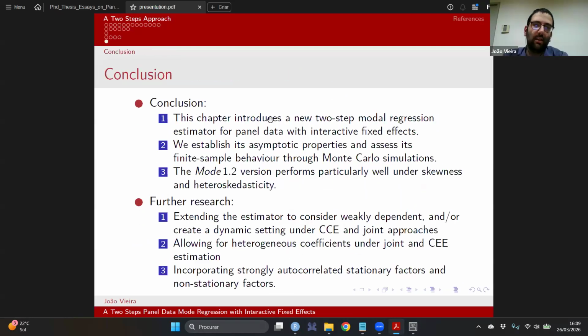So basically, it's the work that we did. We could expand this for weakly dependent cases, for autocorrelated factors, for non-stationary factors. I'm thinking about a mildly explosive case. There could be some expansions there, and that's what I could do after this work. So my presentation is over. Thank you, everybody. Now, if you want to do some questions.